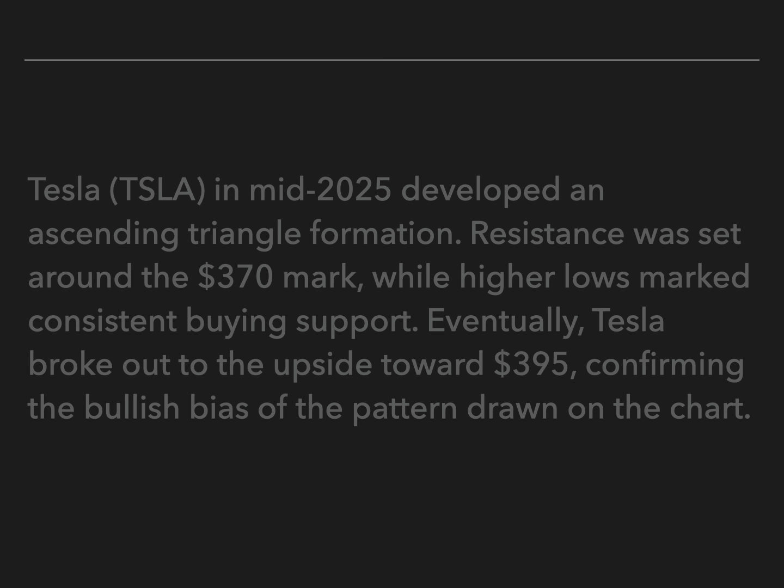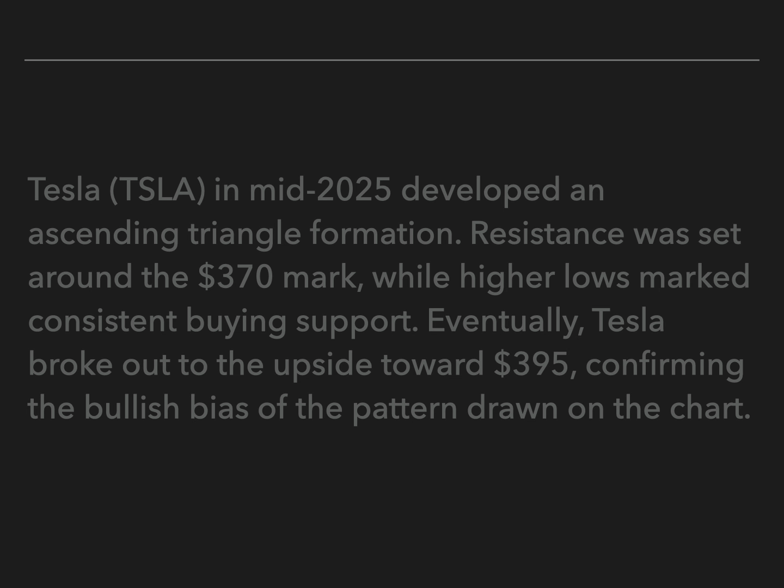Tesla in mid 2025 developed an ascending triangle formation. Resistance was set around the 370 mark, while higher lows marked consistent buying support. Eventually, Tesla broke to the upside toward 395, confirming the bullish bias of the pattern drawn on the chart.